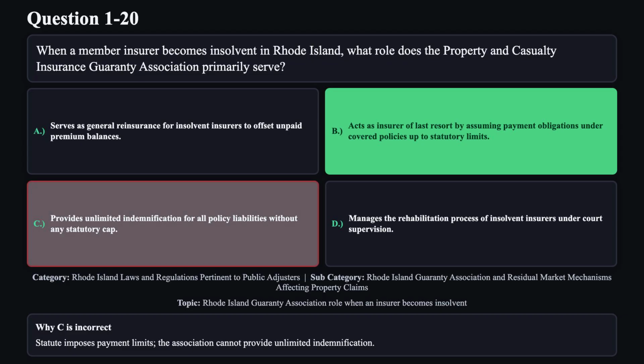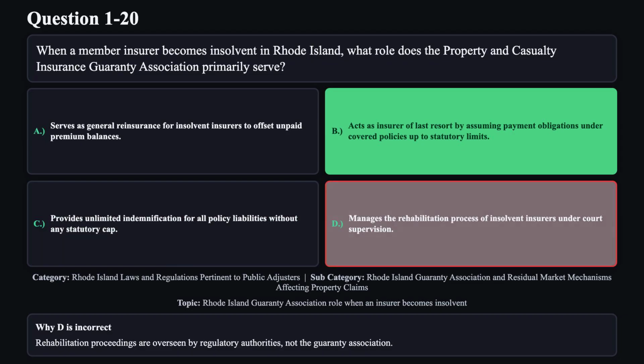Reason C is not correct. Statute imposes payment limits. The association cannot provide unlimited indemnification. Reason D is not correct. Rehabilitation proceedings are overseen by regulatory authorities, not the Guarantee Association.